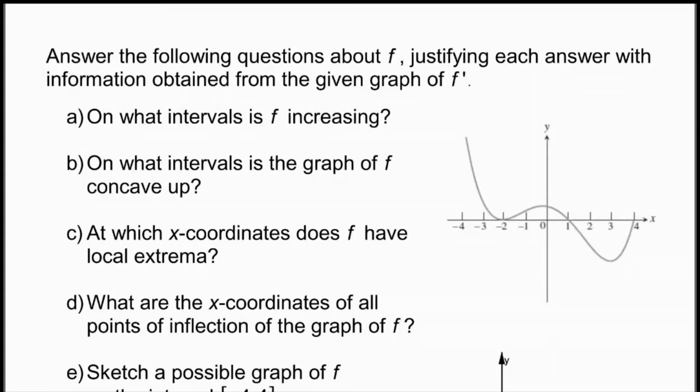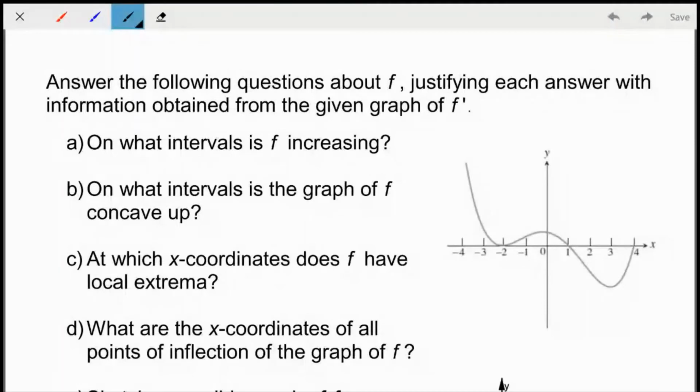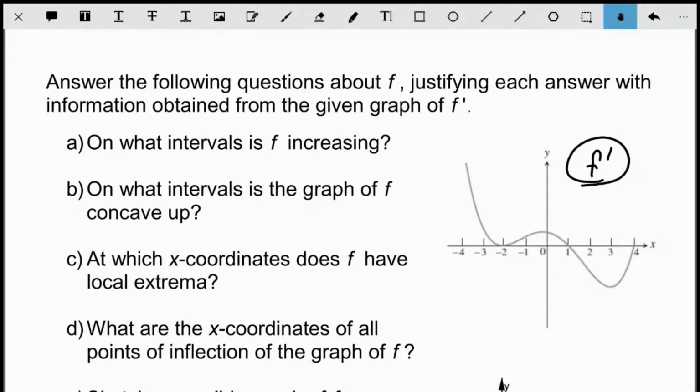So I'm going to skip into the new material here, which is this first question. It says, answer the following questions about the function, justifying each answer with information obtained from the given graph of f prime. So we have this graph over here to the right of f prime, and they ask us a bunch of things about it. Like I've mentioned previously, whenever I am given a graph like this and it's not labeled, I think it's a really good idea to label what that graph is. So every time we look over at that graph, we have a visual reminder that this is the graph of the derivative.